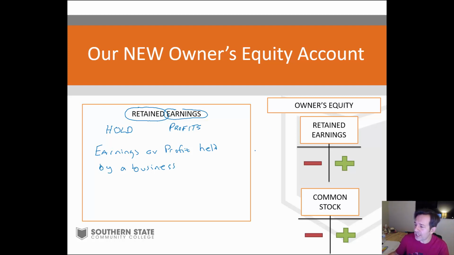So we have a new account that lives under owner's equity. So owner's equity can go up in two ways now. When an owner invests in the company, we call that common stock. Or when the business makes a profit, that profit goes into an account called retained earnings. Simple enough.